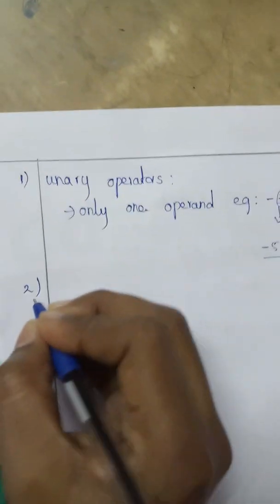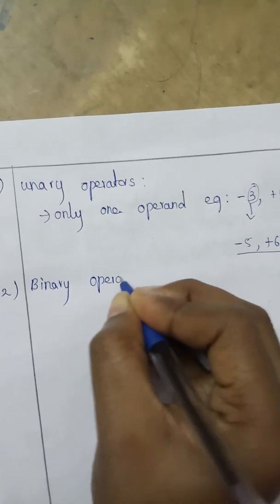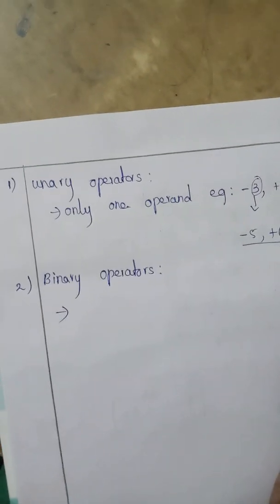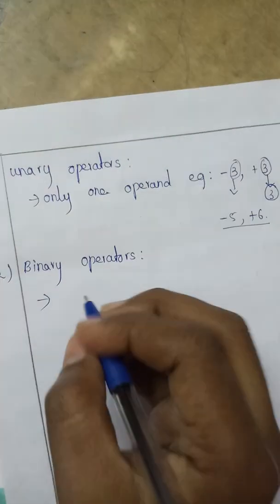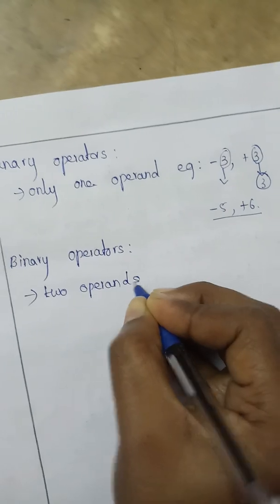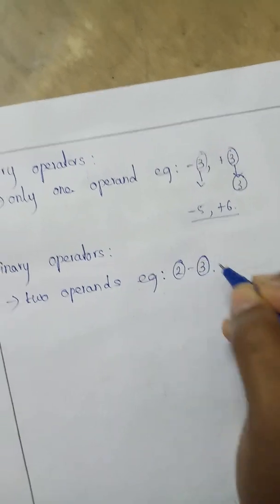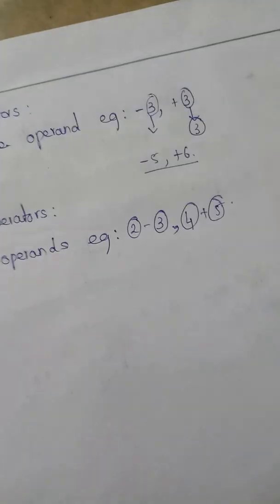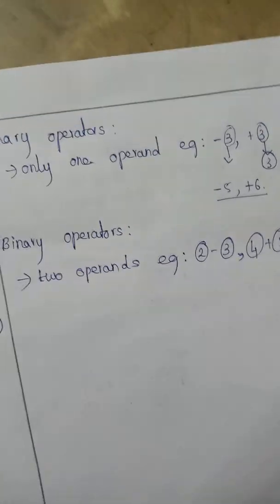And the second one is binary operators. A binary operator operates on two operands. For example, 2 minus 3. Here we are using two operands. 4 plus 5. Here also we are using two operands. And then the third one is the ternary operator.